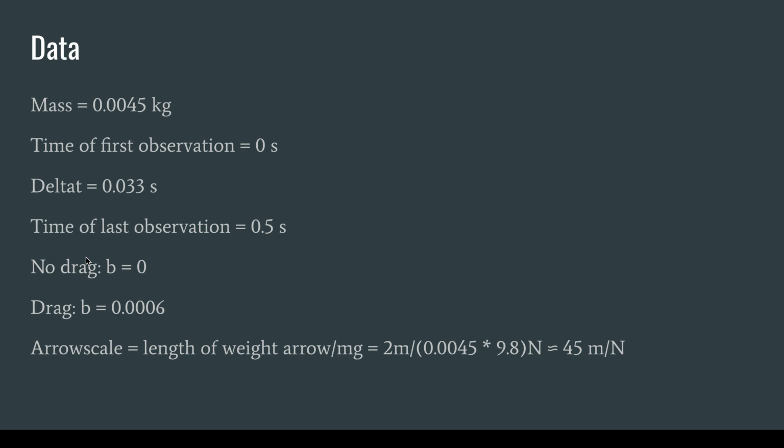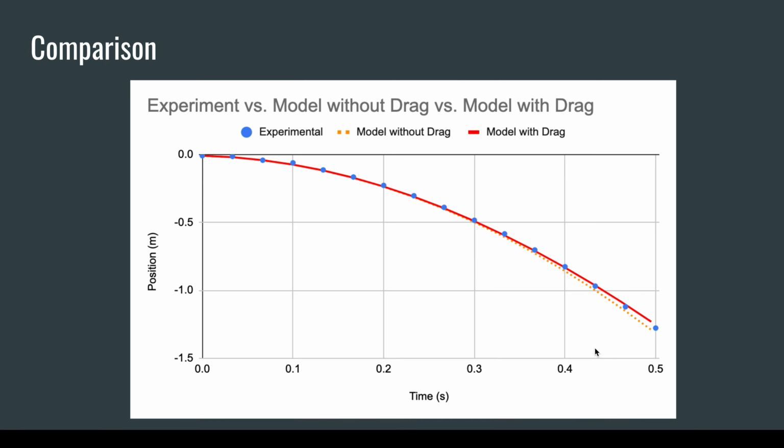And then here are some data points that I used. The mass of the ball, the time of the first observation is at 0 seconds, and the last one is 0.5 seconds. Delta t is 0.033 seconds. In the model with no drag, b is just going to be 0 because there's only gravity. And then in the one with drag, the b will be 0.006, which I found using trial and error. And then there's also the arrow scale, which I use the length of the weight arrow, which I decided to be 2 meters, divided by the mass and the gravitational constant to get 45.